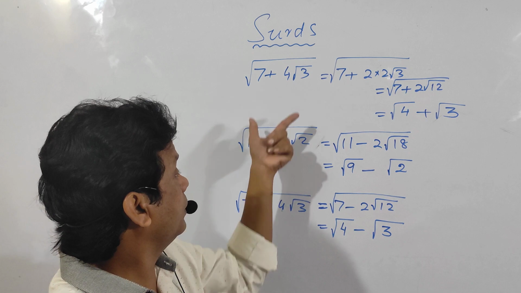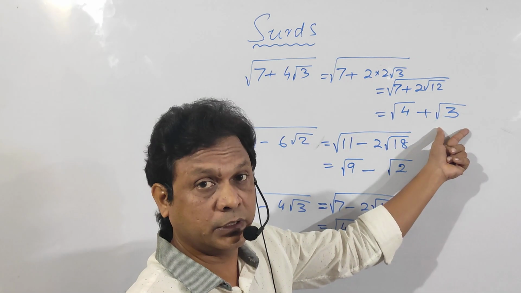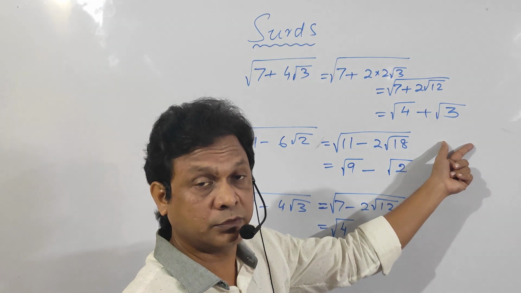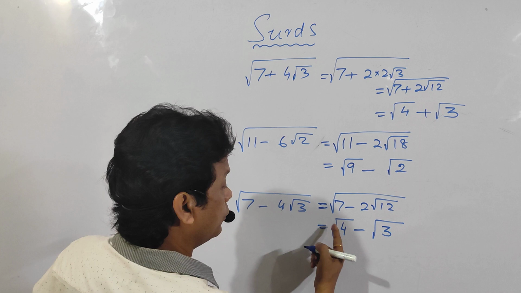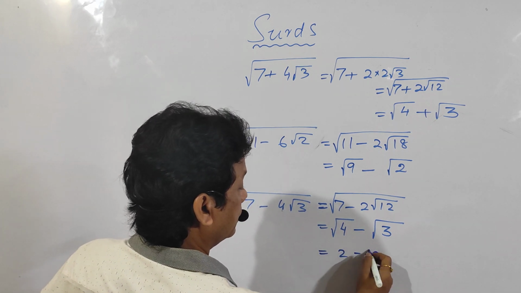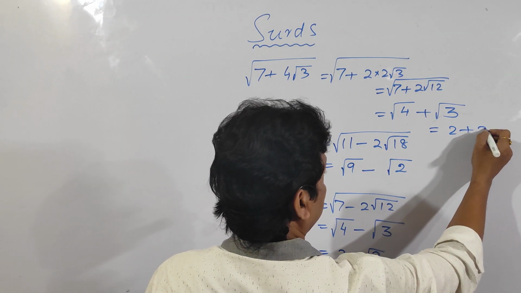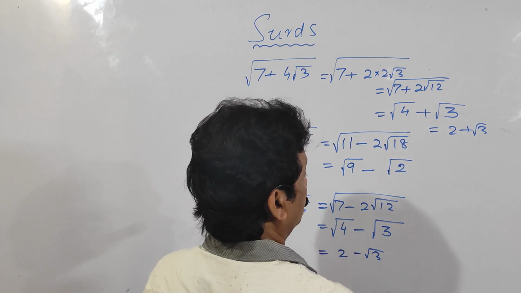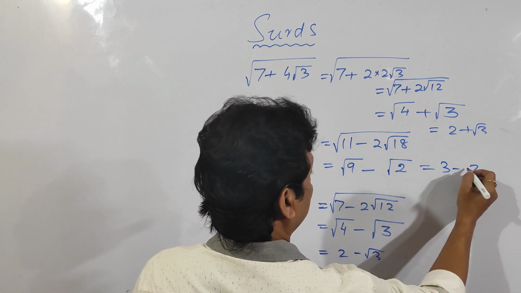So how to simplify this one? The options will be like this: root 4 plus root 3, root 4 minus root 3, root 3 minus root 4. And this quantity, again I can write root 4. Root 4 means 2. So 2 minus root 3. Further it can be written like this. So here 2 plus root 3 is equivalent, because root of 4 is 2. Here also root of 9, it is 3. 3 minus root 2.